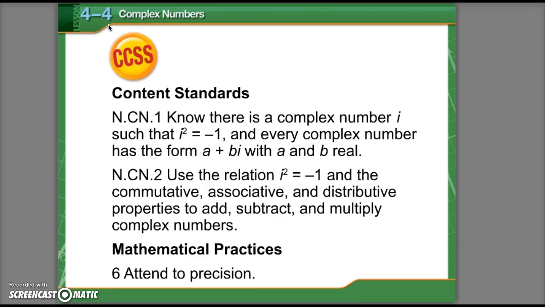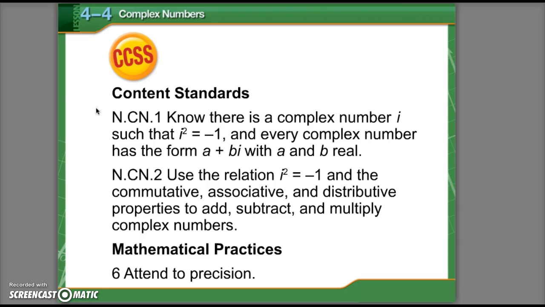Our content standards for this lesson are, first, that you will know that there is a complex number i, and that i is defined in such a way that i squared is -1, and every complex number has the form a plus bi, where a and b are real numbers. The second content standard is that you're going to use the relation i squared equals -1 and the different properties of math, the commutative, associative, and distributive properties, to add, subtract, and multiply complex numbers.